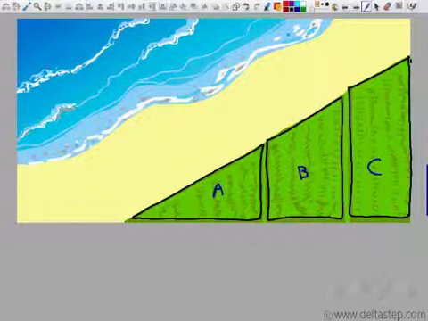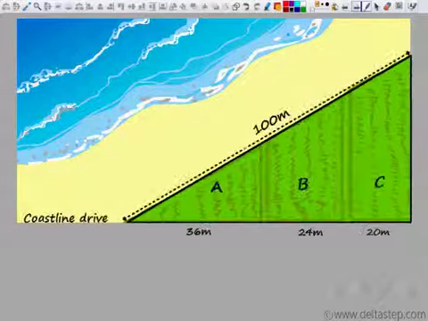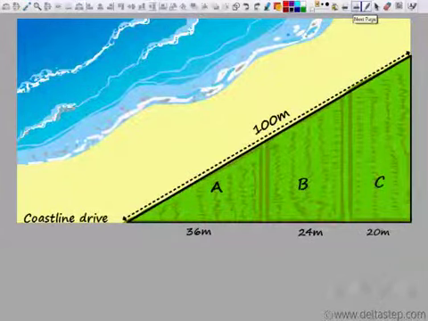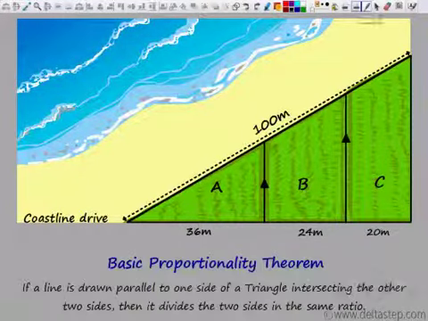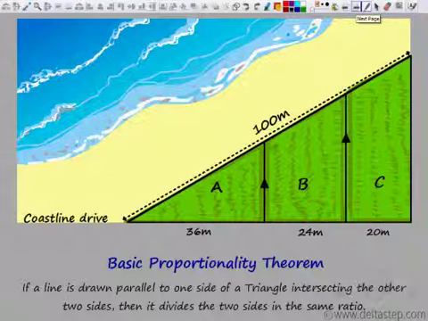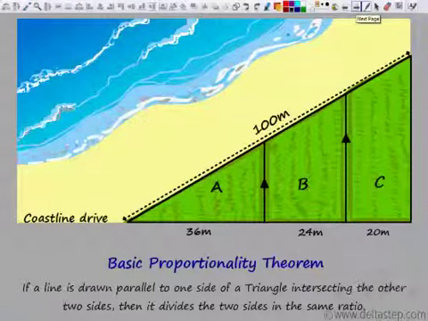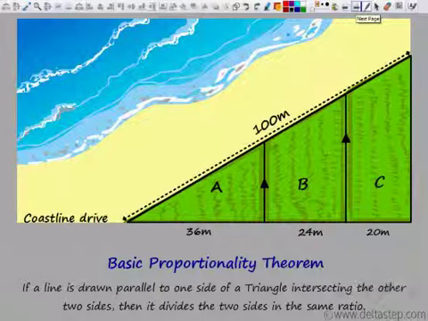What he observes is that the entire land is a huge triangle, and he also observes that the lines which are dividing these plots are parallel. So as soon as we see parallel lines in a triangle, what can we conclude? We know from the basic proportionality theorem that if a line is parallel to one of the sides of the triangle, then it would divide the triangle in the same ratio.